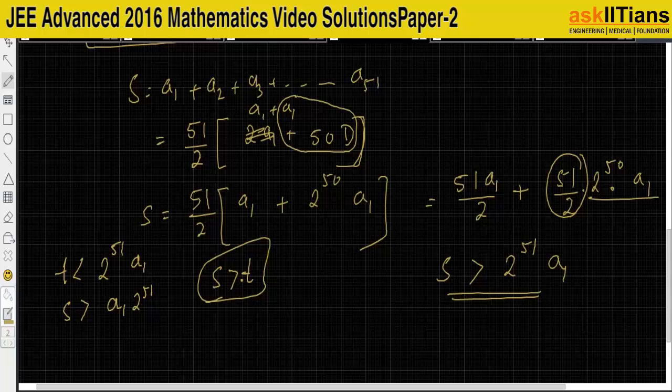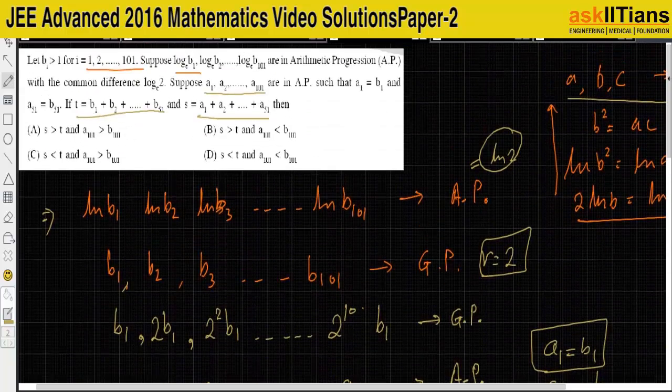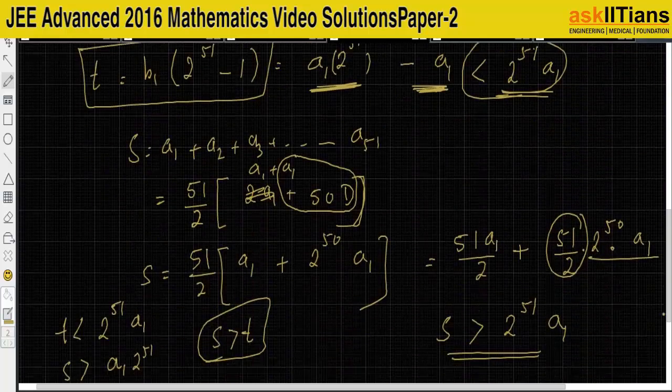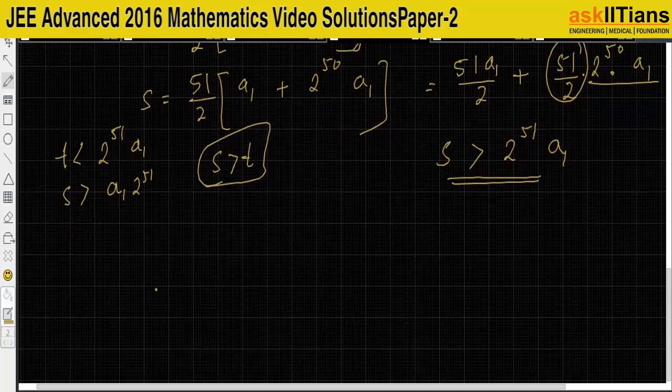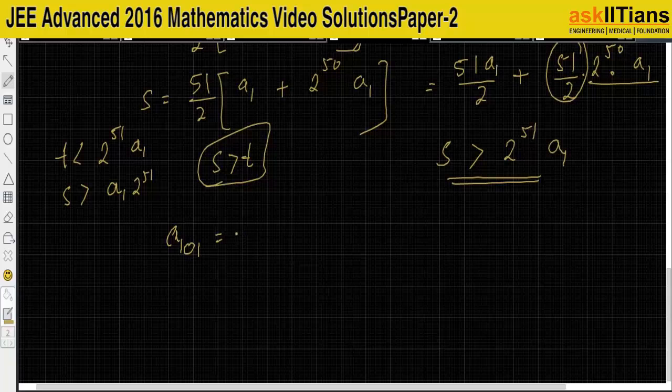So we can eliminate some of the options now. Second thing which they have asked is, from the options I definitely know that s is greater than t, so either answer will be a or answer will be b. Now I have to check which of a101 or b101 is bigger, right? So which is greater out of a101 and b101? So what is a101? A101 will be a1 plus 100d. And what will be b101? B101 will be 2 power 100 into b1.